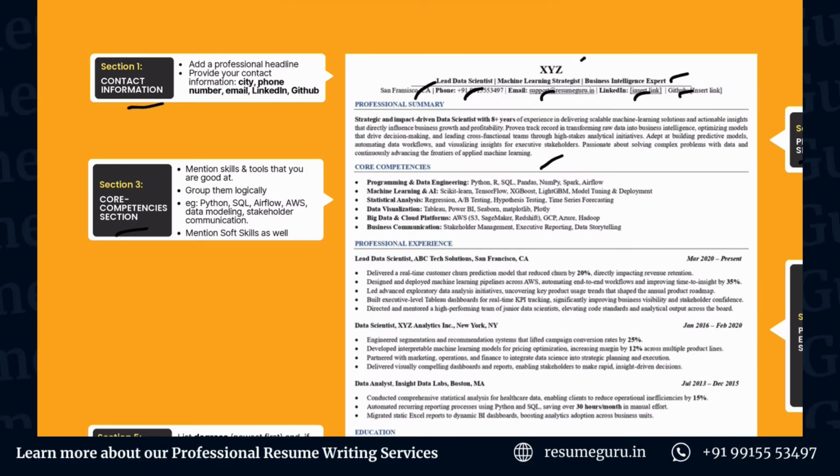Next is the core competencies section. The core competency section is similar to the skill section. This is where you add your entire tech stack. A data scientist role is a very hard skills driven role, so you have to categorize your skills into categories such as programming, machine learning, statistical analysis, data visualization, big data, and then add the skills in these categories so that it's much easier for the recruiter to skim through your resume.